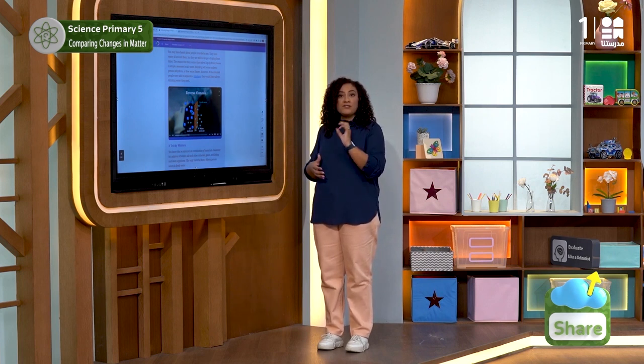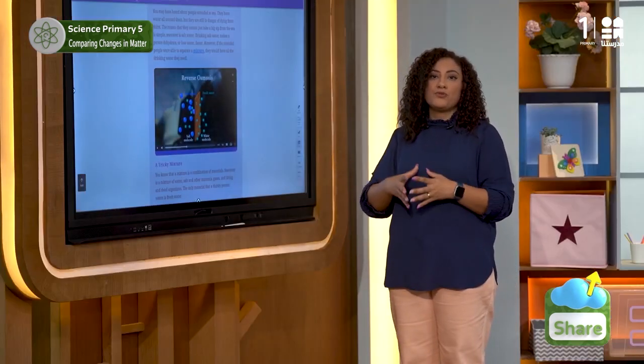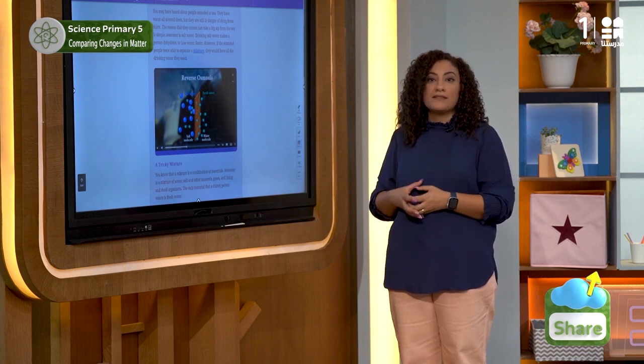And here comes the role of technology. Scientists thought of ways to use water energy to run plants.